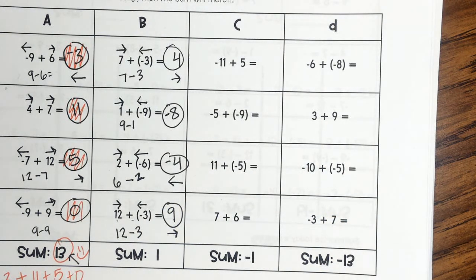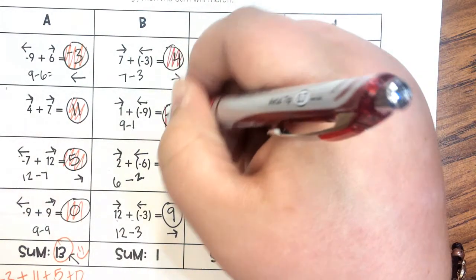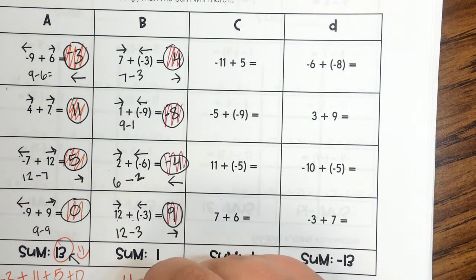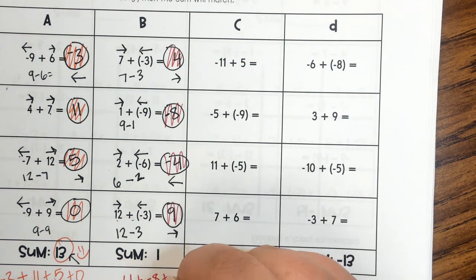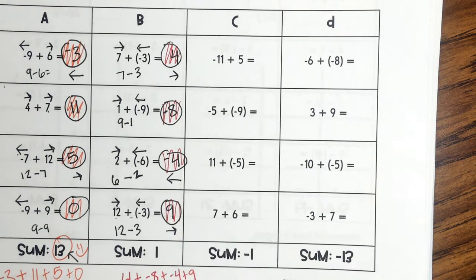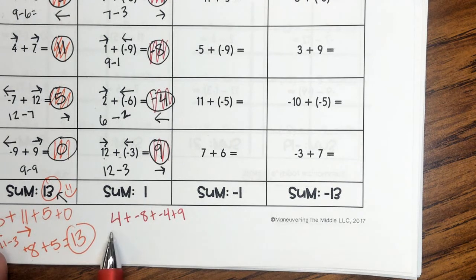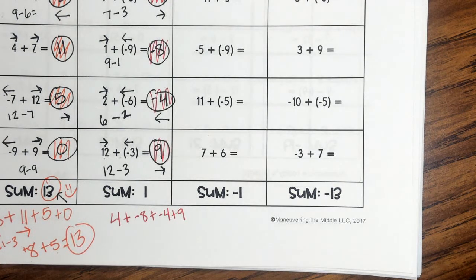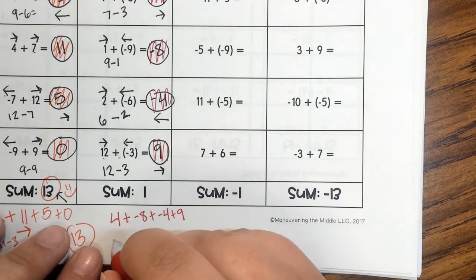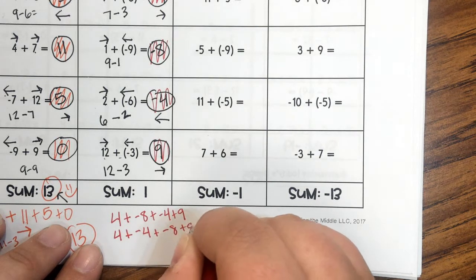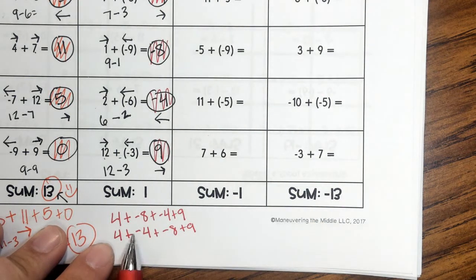Now we're ready to add all of these numbers. We've got 4, negative 8, negative 4, and 9. I've got 4 plus negative 8 plus negative 4 plus 9. We could add in order from left to right, just like order of operations tells us to. We do know that we can add in any order though, right? 1 plus 2 is the same as 2 plus 1. So I'm just going to rewrite this with 4 plus negative 4 plus negative 8 plus 9. I did that because I see 4 plus negative 4.